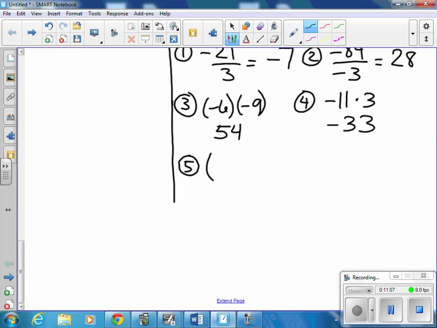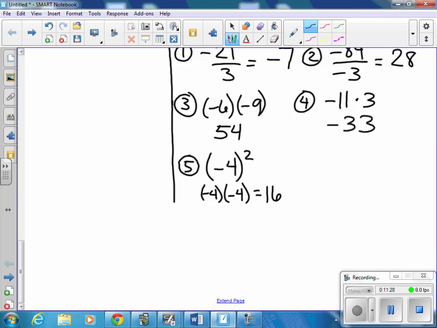If I have in parentheses -4 and then squared on the outside, what this means is that I'm taking -4 times -4. So 2 negatives are going to create a positive, and 4 times 4 is going to equal 16, positive 16. If you don't have those parentheses in there, things are a little different.